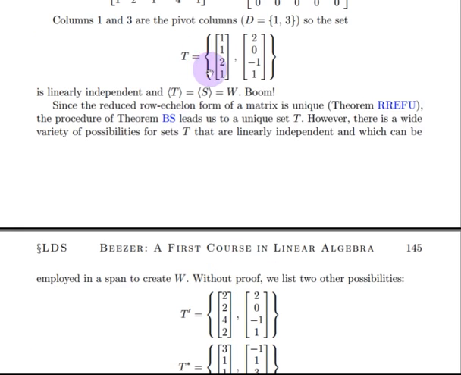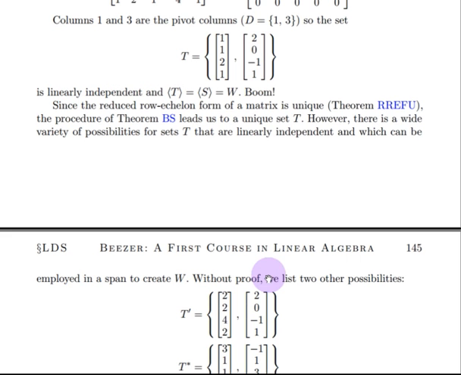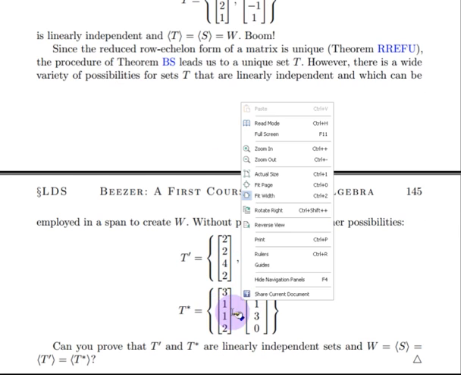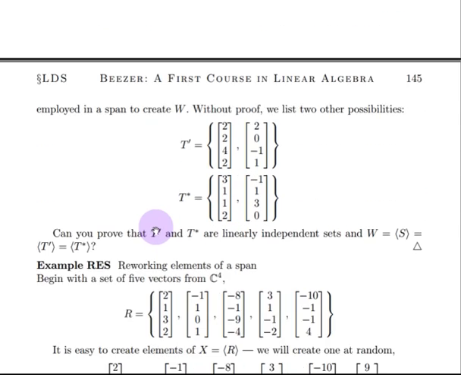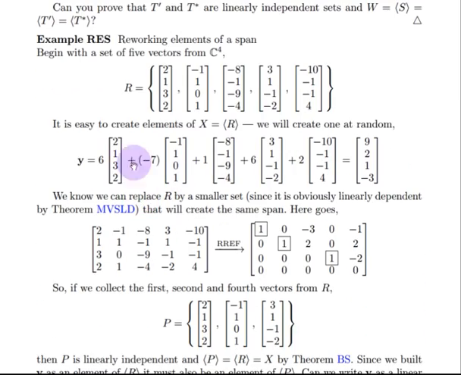Now, this is not a unique solution. I could have two other sets. You have some experience in showing that two different sets of vectors have the same span. It turns out that these two vectors have the same span as these two vectors, which has the same span as these two vectors. All right, let's look at another example.